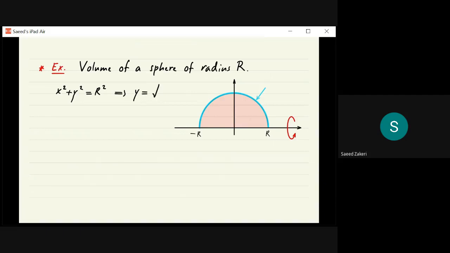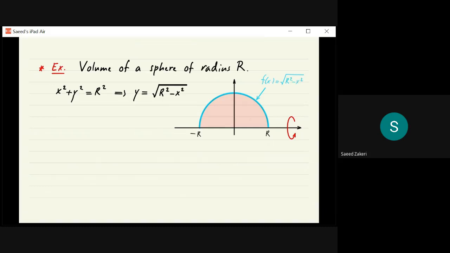I get two solutions. Y squared is r squared minus x squared. So y is plus minus square root of r squared minus x squared. I take the plus sign because this is the upper semicircle. If I put a negative sign here, that would describe the lower semicircle. So this is the equation of the upper semicircle. So my f of x is just the square root of r squared minus x squared.